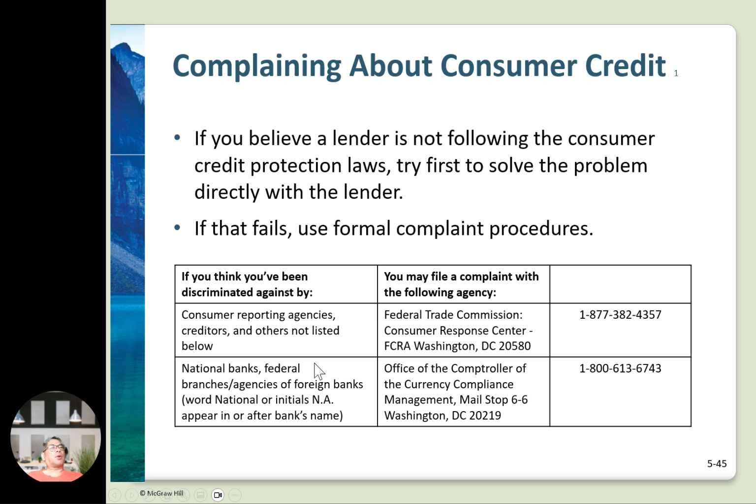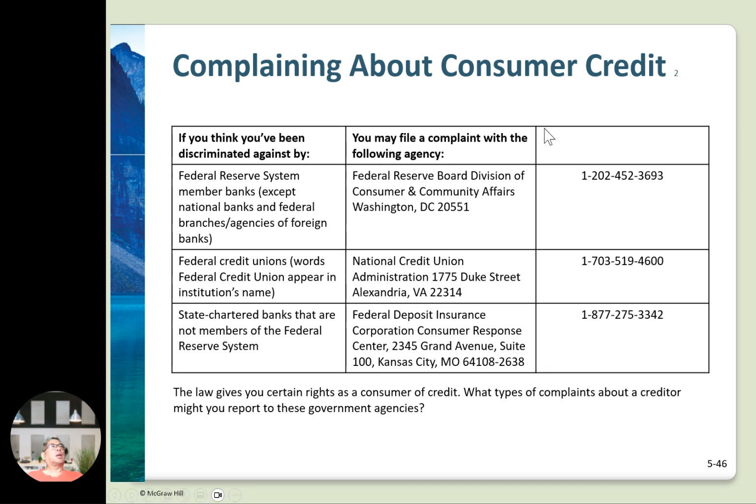This is the number. For national banks, this is the Control Alliance. Remember, this is in Washington DC, in the US. Canada has different numbers. Again, for the Federal Reserve System, this is the number, and this is the US. For federal credit unions, this is the number. For state chartered banks, this is the number. Again, this is in the US. Canada has a different one.